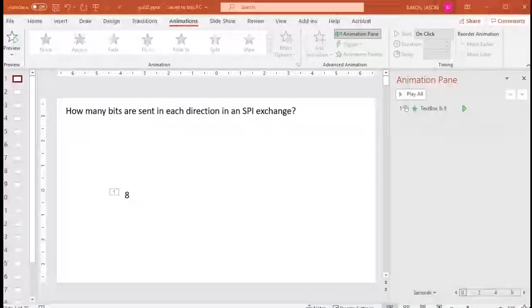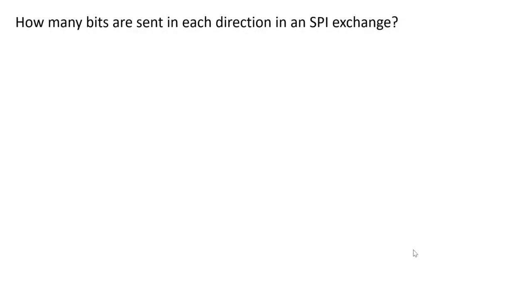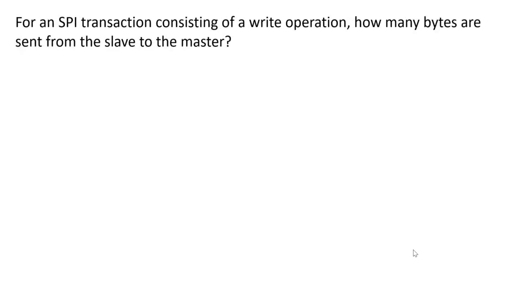Okay, so this is quiz 2. This one had 20 questions on it. Okay, how many bits are sent in each direction in an SPI exchange? This quiz, by the way, was mostly just general questions. There are a few waveforms on it. But how many bits are sent in each direction in an SPI exchange? 8. You might say, well, why? Who cares? What's the point of this? Well, the point is what is an exchange versus a transaction? It's a terminology question. An exchange is 8 bits. A transaction is multiple exchanges. For an SPI transaction consisting of a write operation, how many bytes are sent from the slave to the master?